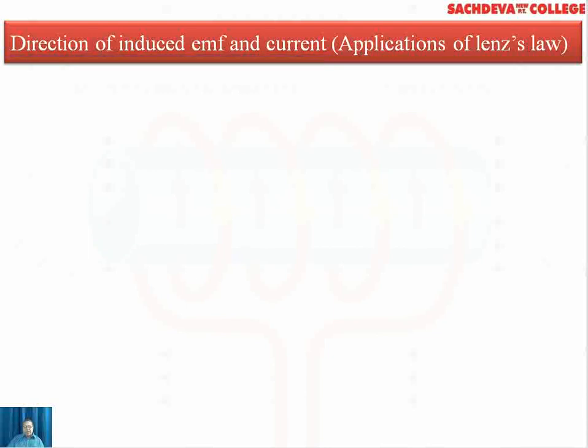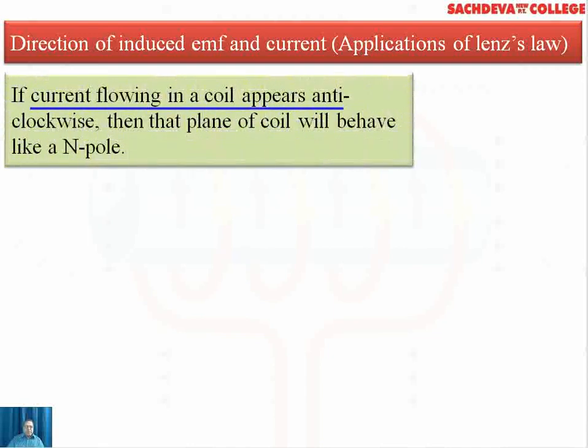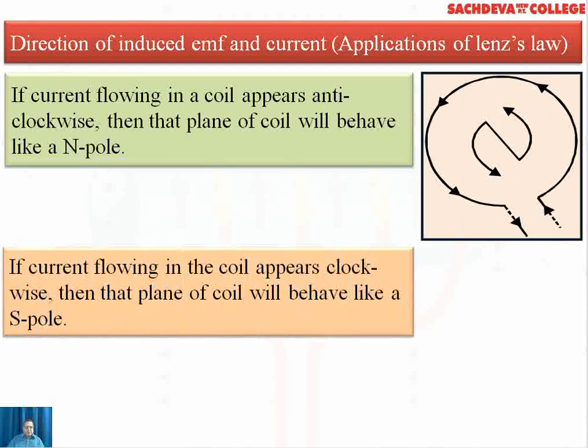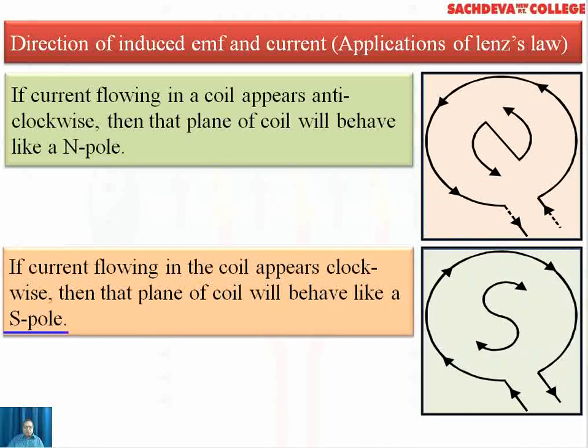This is basically an application of Lenz's law. Whenever we use Lenz's law and Faraday's law together, only the negative sign is to be considered in the expression. And if we are purely using Lenz's law, we normally take the magnitude of certain numbers. If current flowing in the coil appears anti-clockwise, then that plane of the coil will behave like a north pole as shown in the figure. And similarly, if the current flowing in the coil appears clockwise, then the plane of the coil will behave like a south pole.